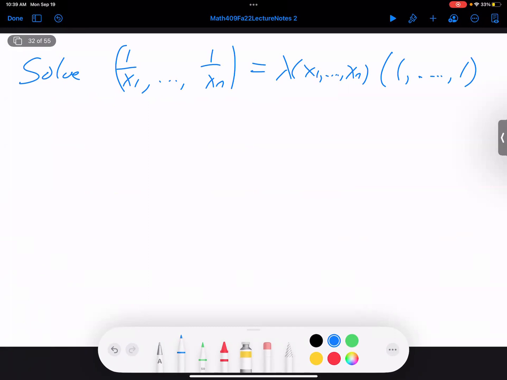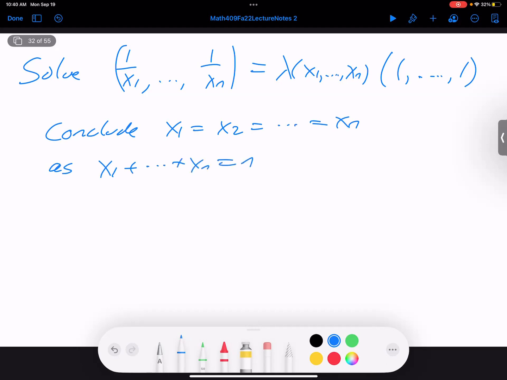What can I conclude? All the x's have to be equal. If all the x's aren't equal, they're not going to be in the same direction. So we conclude x1 equals x2 equals dot dot dot equals xn, and as their sum equals n, it implies each xk equals 1. So the only critical point is when all the x's are equal to 1. So this will either be the minimum or the maximum. Which do you think it is?